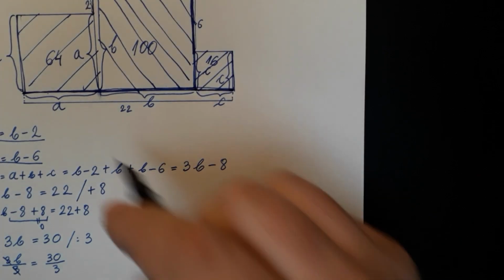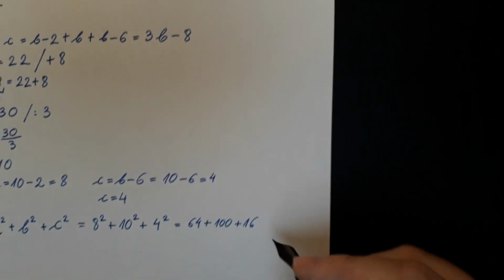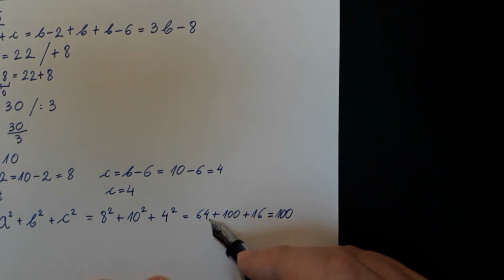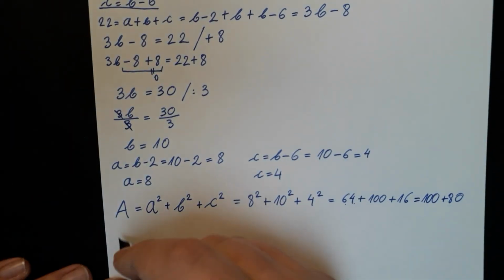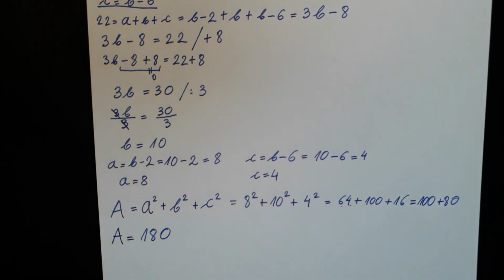When we add up 64, 16, and 100, we get 180, and we finally get that the total area is equal to 180.